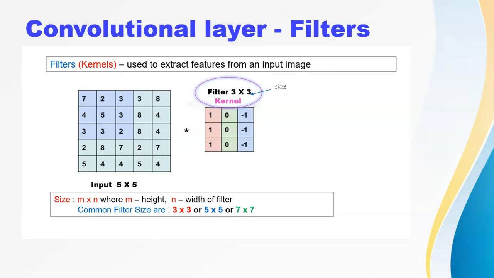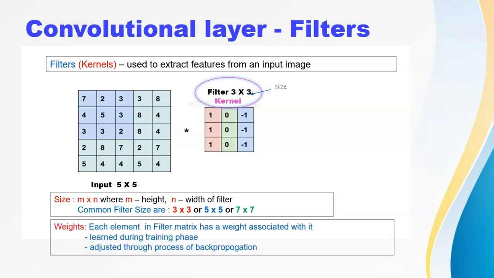Next, the weight of the filter. Each element in the filter matrix has a weight associated with it. These weights are learned during the training phase of the CNN and are adjusted through the process of backpropagation. In this example, the weights are initialized as 1, 0, minus 1, 1, 0, minus 1, 1, 0, minus 1.